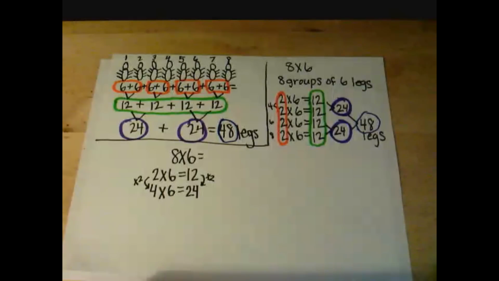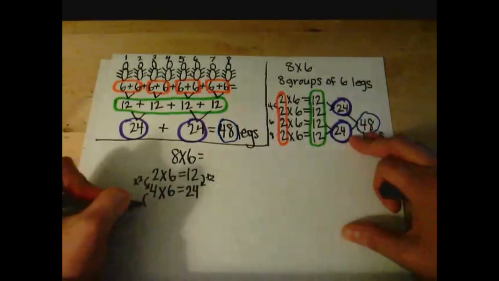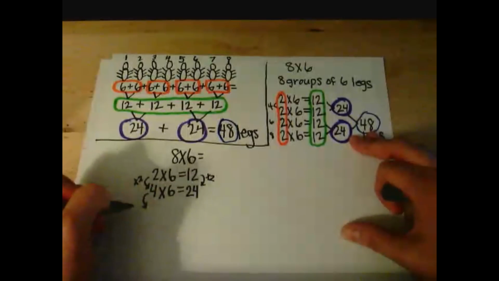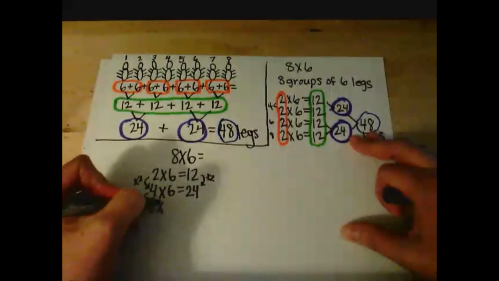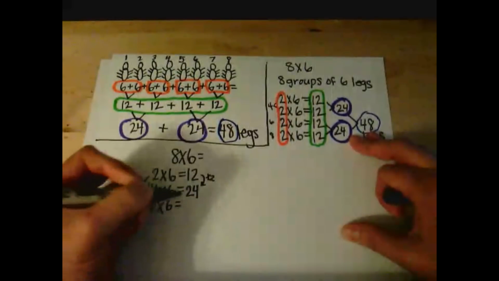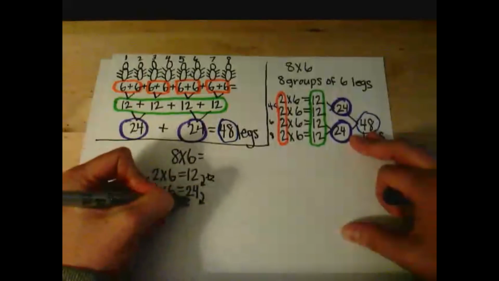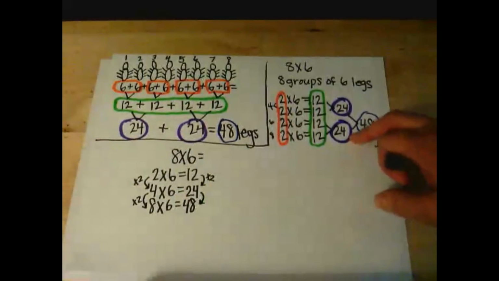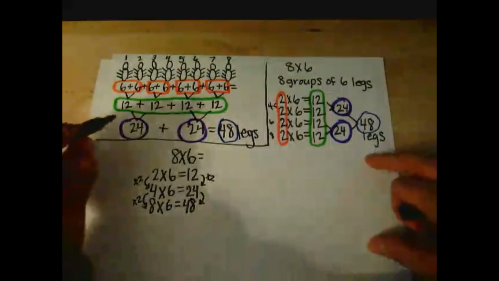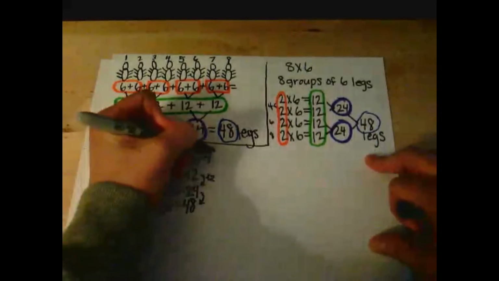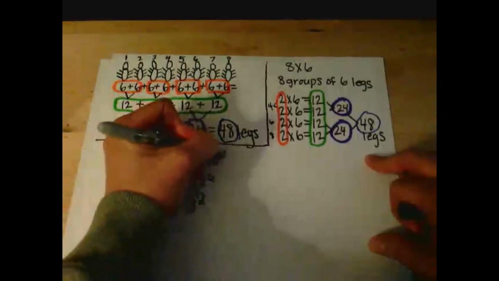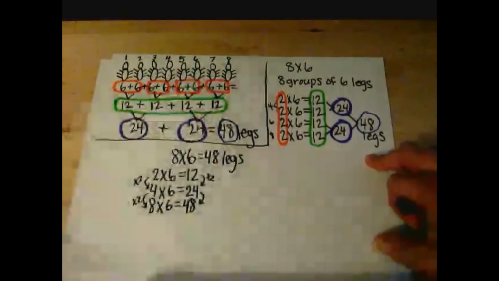Well, look what I can do again. I can double that 4, because I know 4 and 4 is 8, so if I double that, then I know 8 times 6, I can double the 24 to get to 48. That's pretty cool. So now I know 8 times 6 is 48, and that's how many legs Edwin saw.